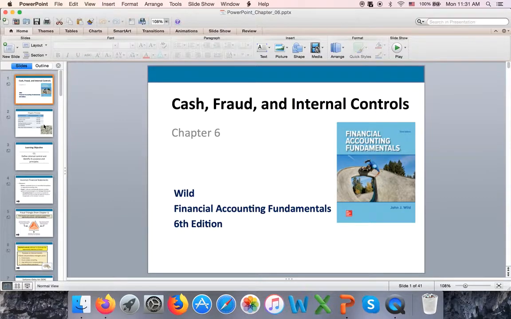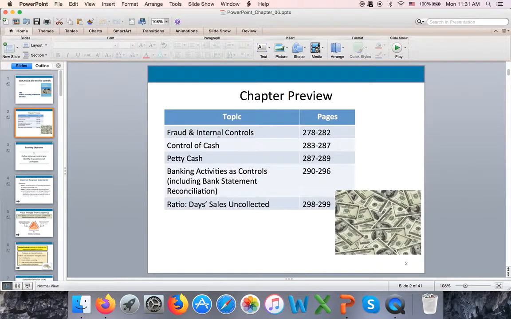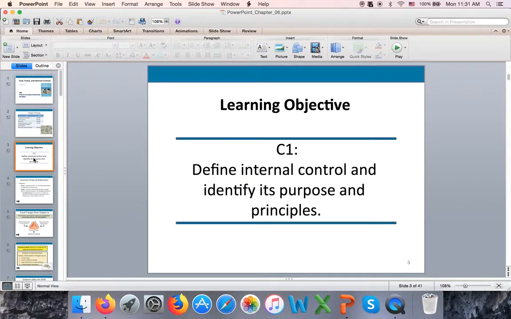The first video will cover fraud, internal controls, control of cash, and petty cash. And the second part of the video will talk about bank statement reconciliation and the ratio for days sales uncollected. So the internal controls is probably the most important topic in the financial accounting class. They're crucial for the company to prevent theft and prevent fraud.